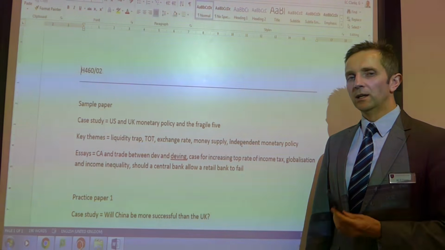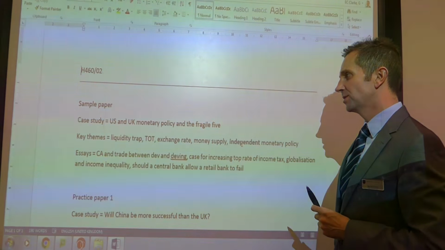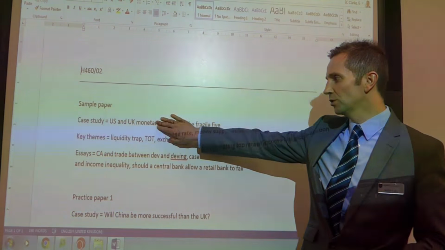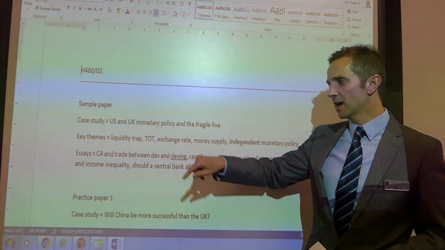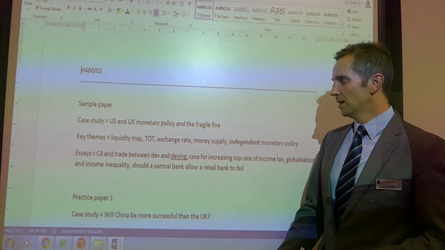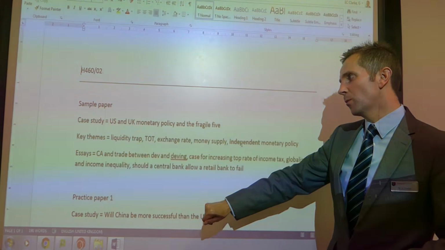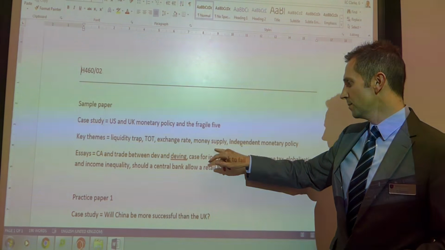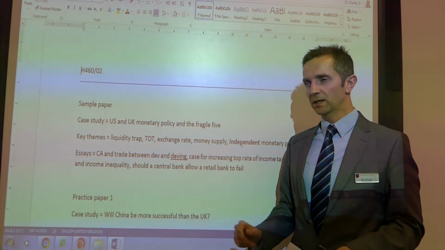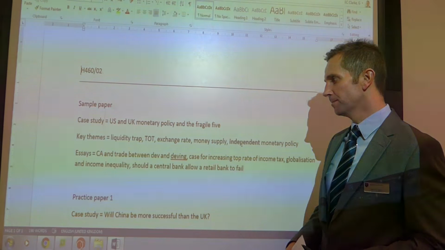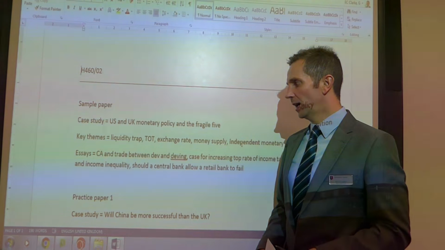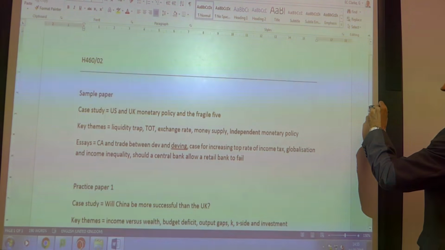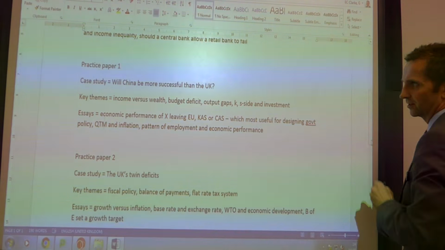Looking back to the sample paper on the OCR website, the case study was primarily all to do with US and UK monetary policy. The key themes which stemmed from that were the liquidity trap, the terms of trade, exchange rate, money supply, and the independent monetary policy. And let's look at practice paper 2. We'll look at the case studies and the key themes, and then we'll come back to the essays.